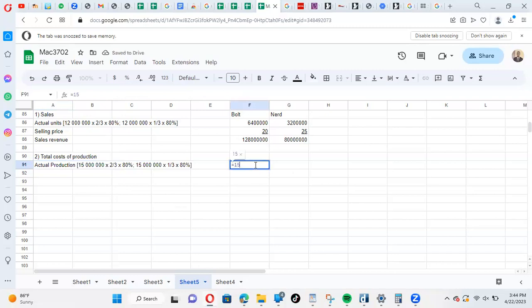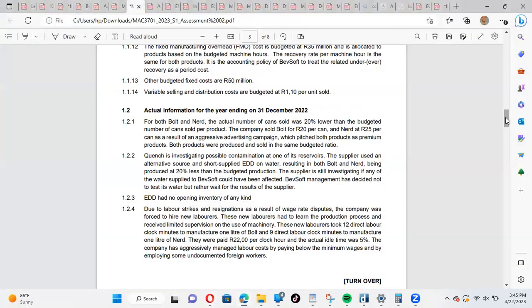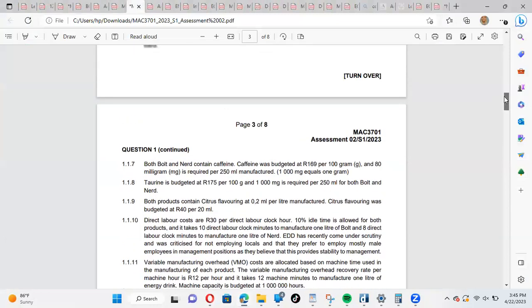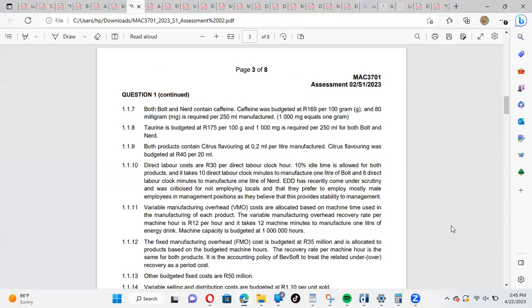Where did you get the 15 million times 2 divided by 3? I'm going to check that now and ensure that I'm also correct. I'm assuming that it was 50 million, but we'll recheck now. But it must be the budgeted production, 3 divided by 3 times 0.8. Let's see what our budgeted production was here, that 15 million cans. So which means our sales, we pick them up there, and yes.